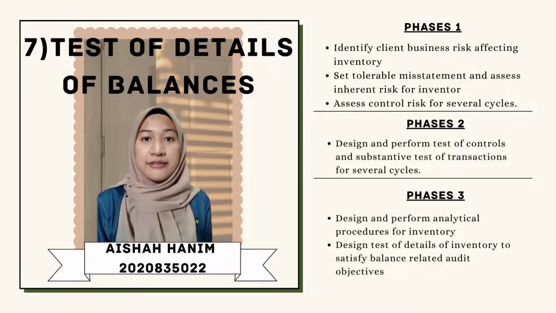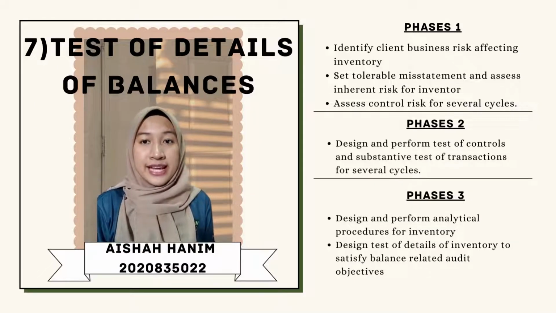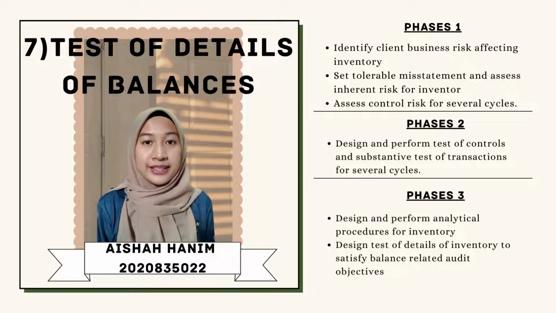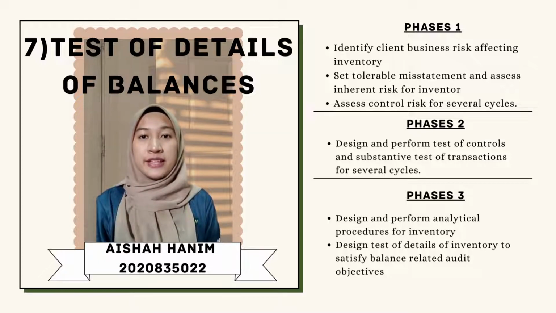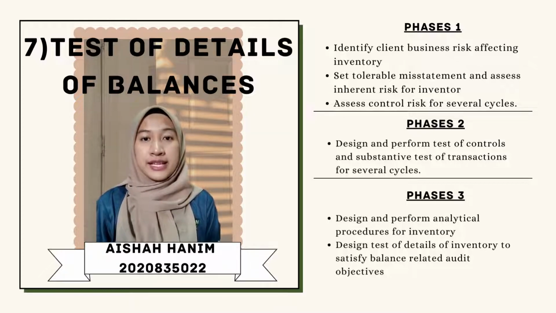The test of balance has three phases. First phase is identify client business affecting inventory, set tolerable misstatement, assess inherent risk for inventory, and assess control risk for several cycles. And second phase is design and perform tests of controls and substantive tests of transactions for several cycles. The last phase is design and perform analytical procedures for inventory and design tests of details of inventory to satisfy balance-related audit objectives.